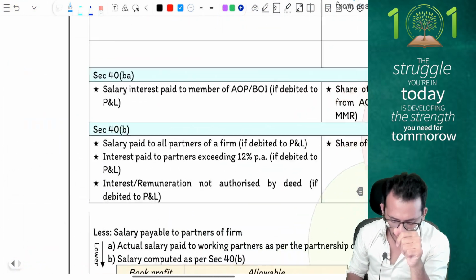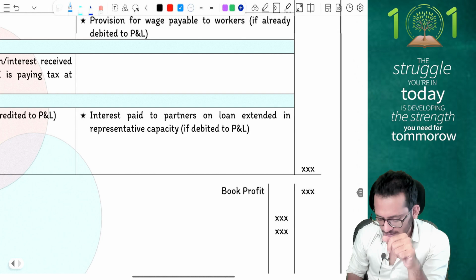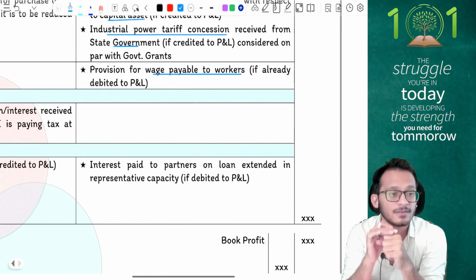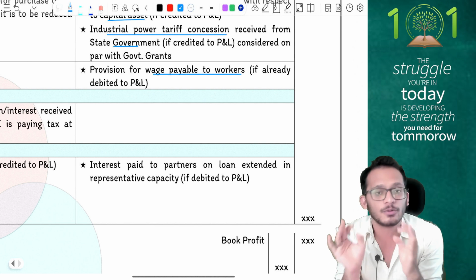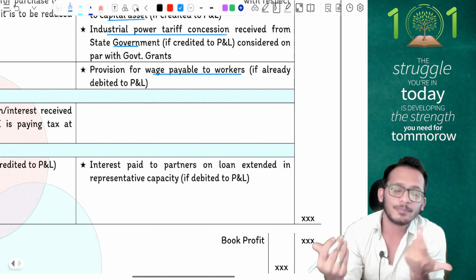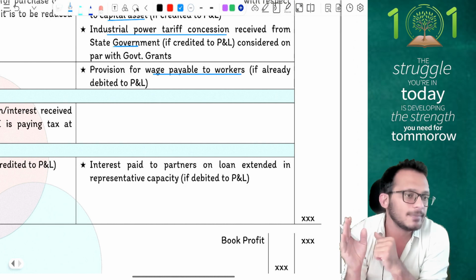Great. Then we have ICDS 10, which talks about provisions, contingent assets and contingent liabilities. One question which was asked in the past is that there is a provision for wages payable to workers. Is it uncertain? No. This is a certain provision and therefore this will be treated as an expenditure. If it is already there in the P&L, I can treat it as it is. If it is not there in the P&L, I can claim it as a deduction. ICDS 10 permits you to do so.